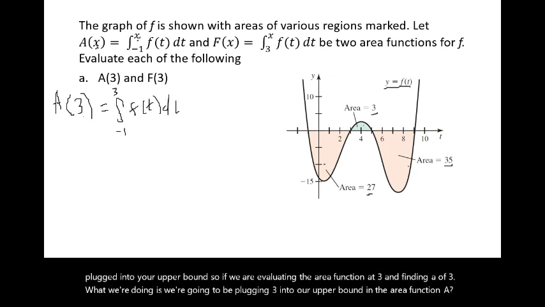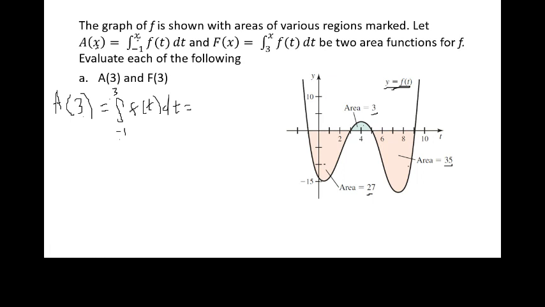Now remember, area functions always give you net area. So this is asking for the net area between the graph of f of t and the t-axis from -1 to 3. The region between -1 and 3 has an area of 27, but since it is below the x-axis, this area function has a value of -27.